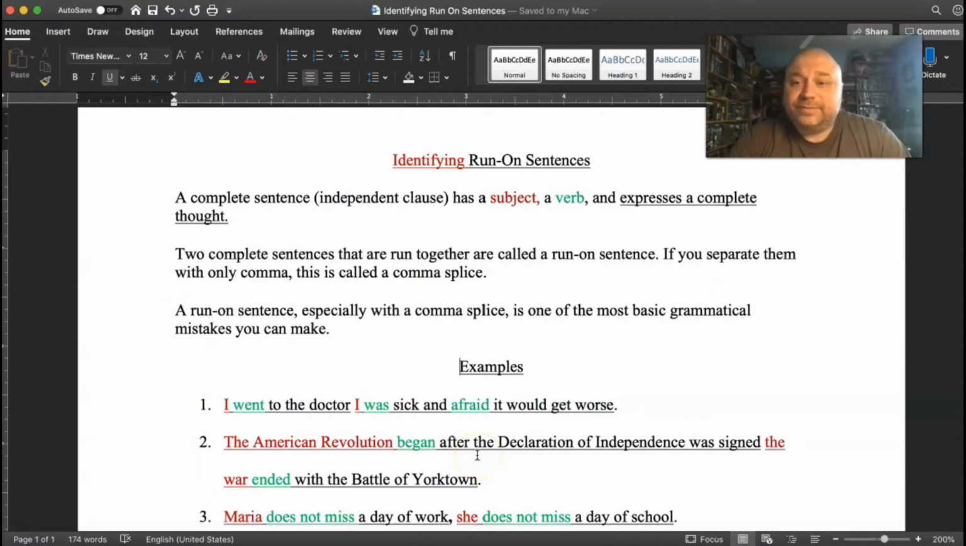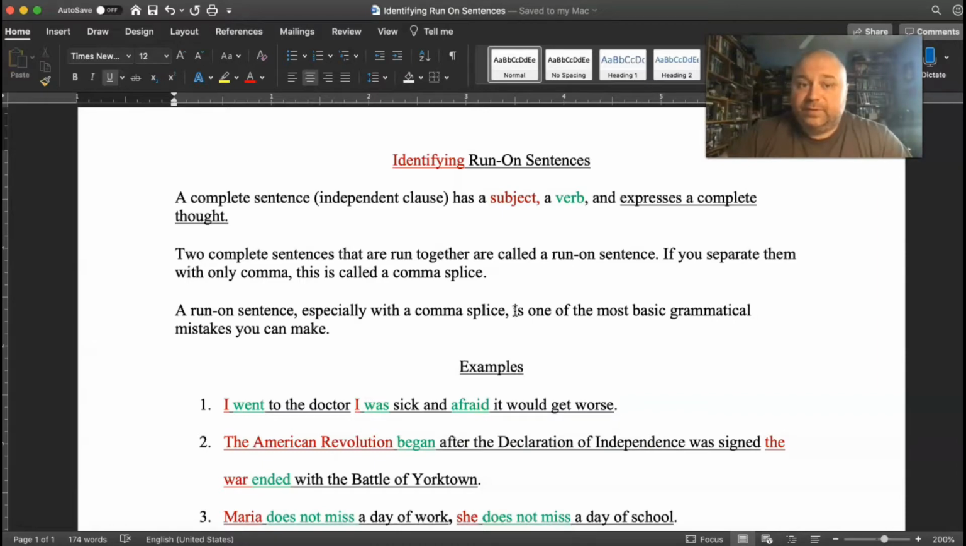Hello, English scholars. Let us speak of identifying run-on sentences. As you guys know, a complete sentence, otherwise known as an independent clause, has a subject, a verb, and it expresses a complete thought. If you smash two complete sentences together without the proper punctuation, it's called a run-on sentence.